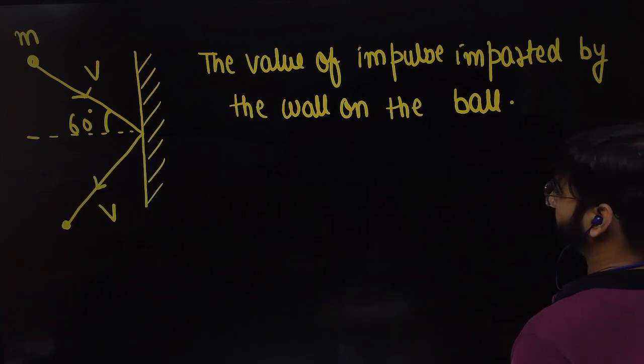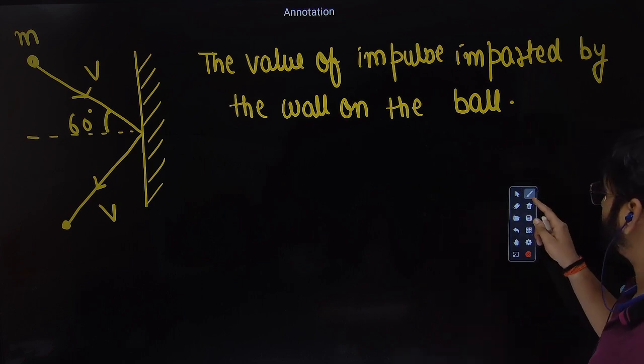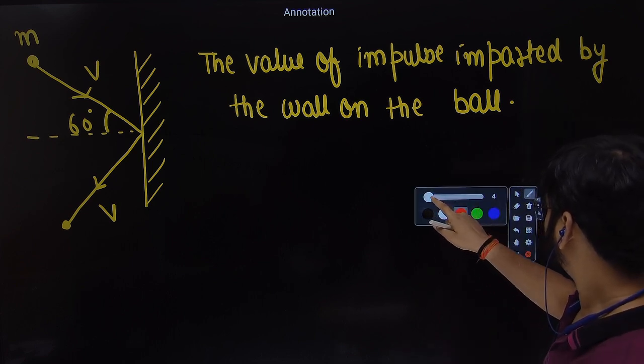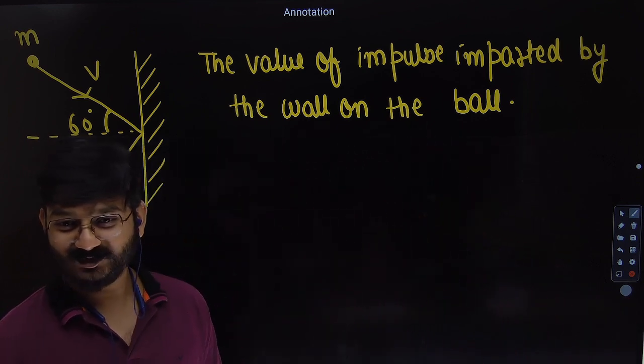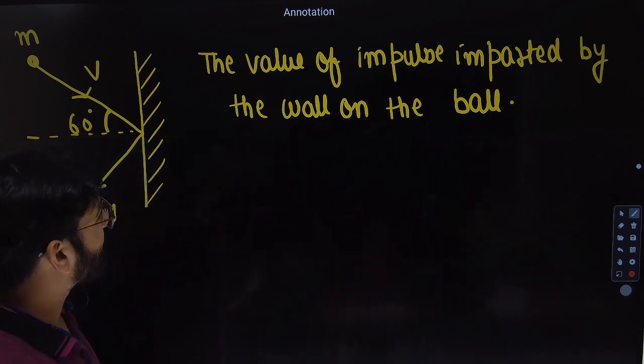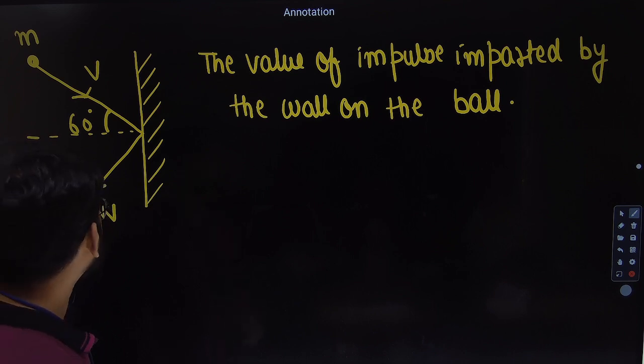Sure, let's discuss it. Students who got 2 MV, very good. 2 MV is the right answer. Anyone who is getting 0, don't change your answer to 2 MV. If you're getting 0, see here, I will explain why you got 0.